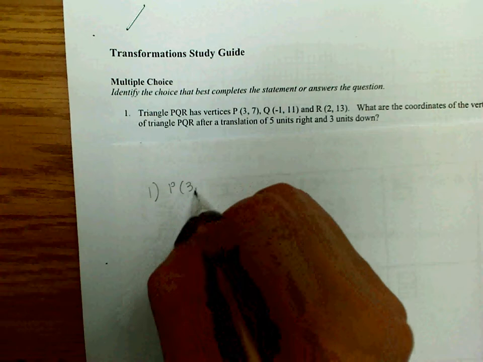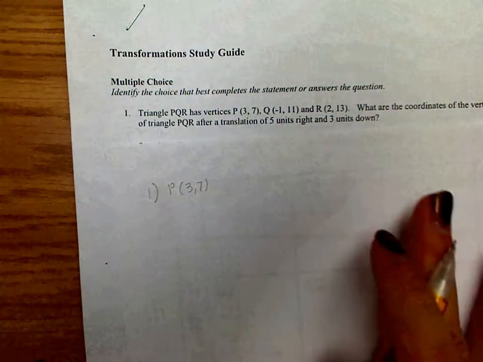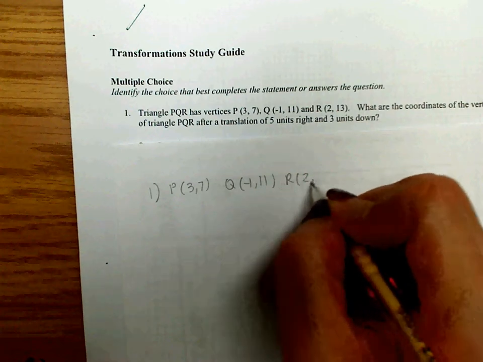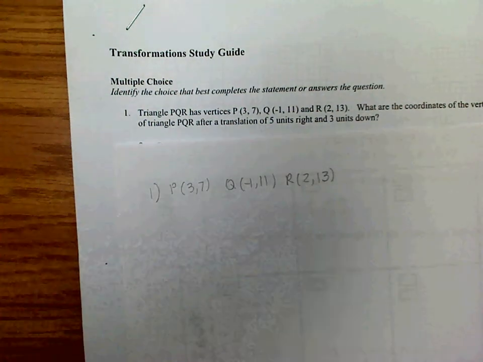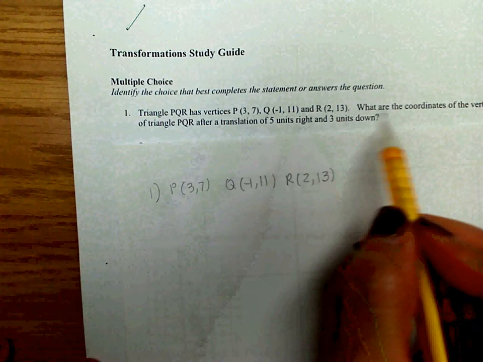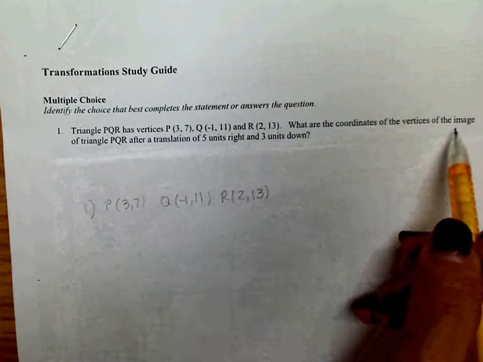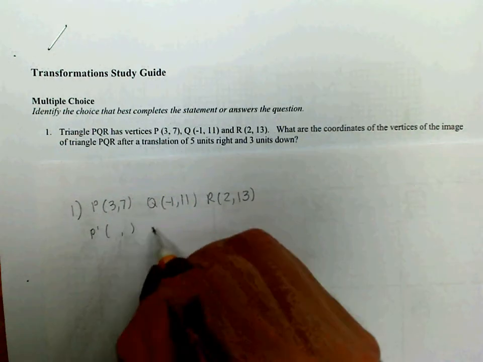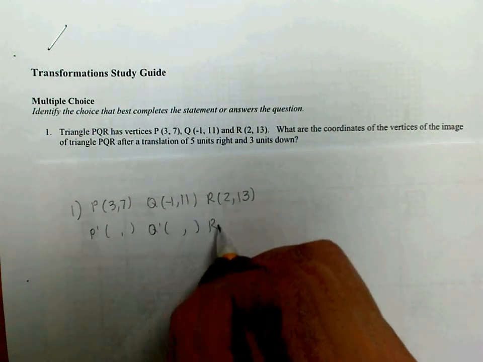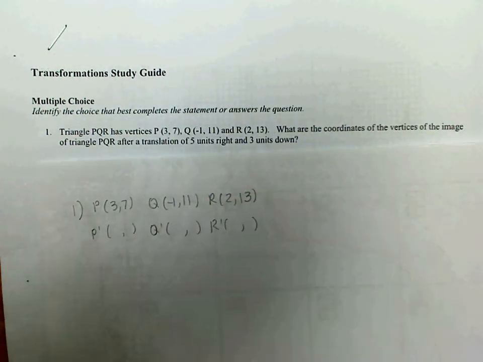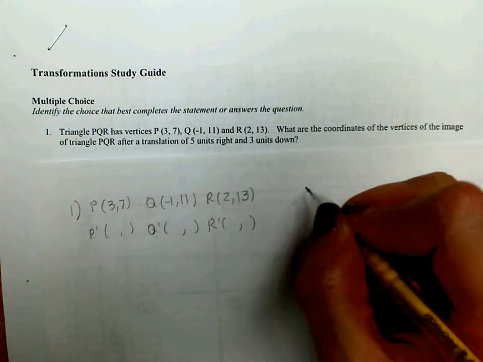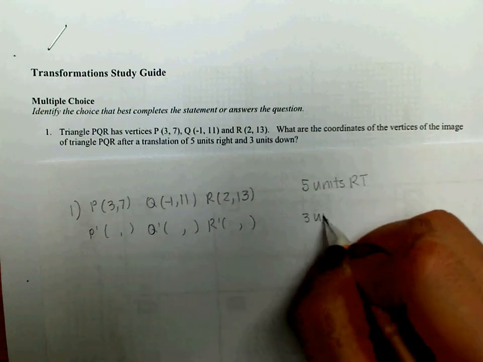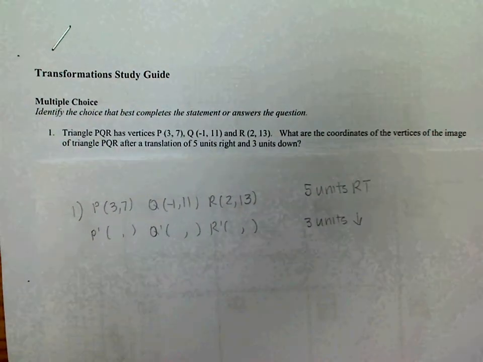P is at 3, 7, okay? And if you want to just do that one, you can, to be faster, but I'm just going to show you what happens if I did it to all three, because sometimes they trick you. So what are the coordinates of the vertices of the image? Okay, image means the prime, so we need to find the prime of these after a translation. Now if it's a translation of 5 units right, I'm going to put RT for right, 3 units down. Okay, so which one is an X movement?